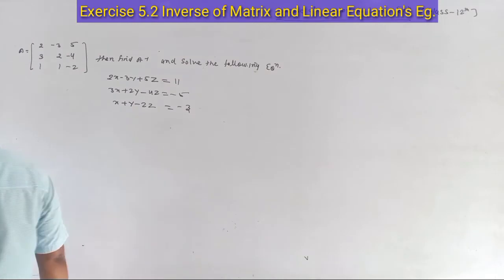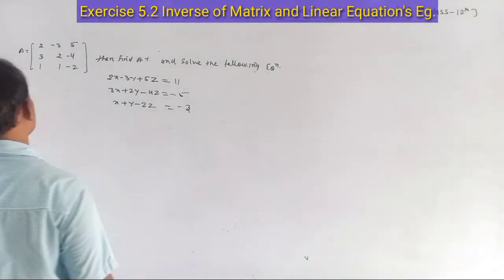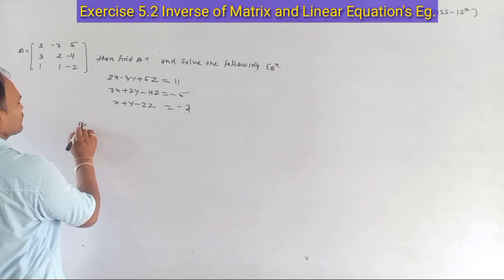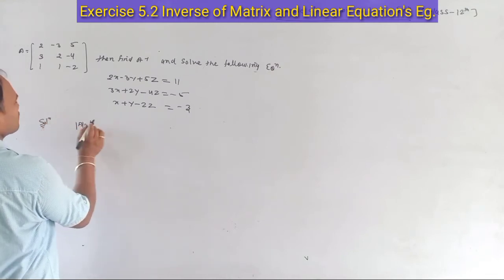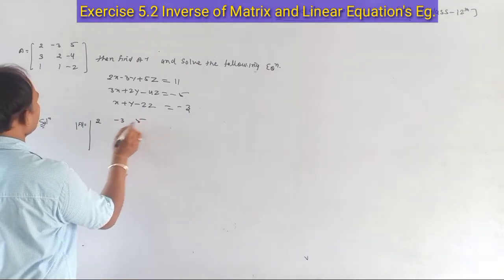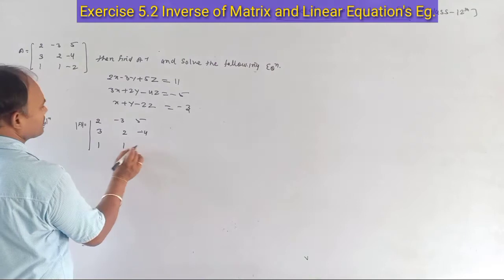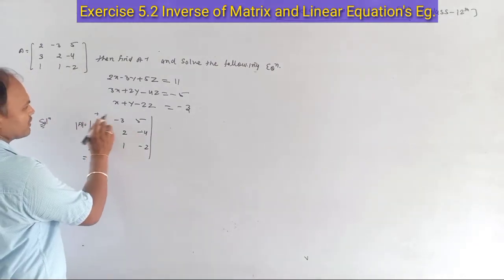So we are going to solve it by the matrix method, because we have to find A inverse. Okay, so let's see. Firstly, A is given, so we are going to find determinant of A. So determinant of A is 2, minus 3, 5, 3, 2, minus 4, and 1, 1, minus 2. To find the value, the signs are plus, minus, plus.